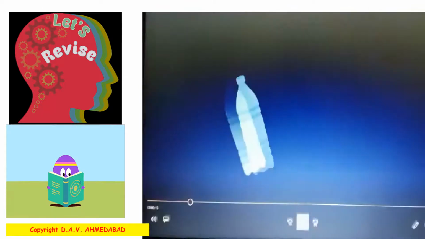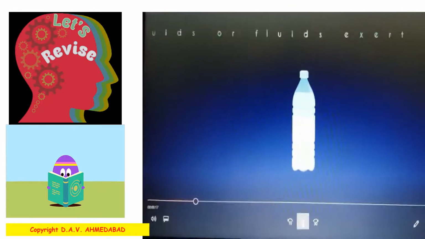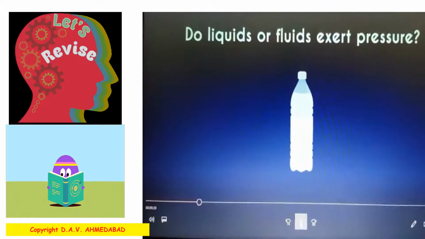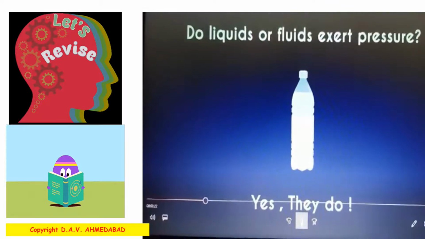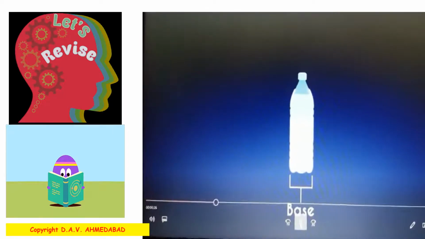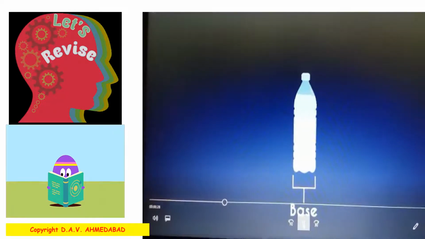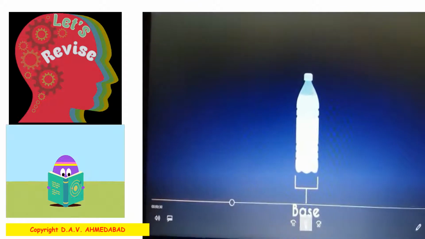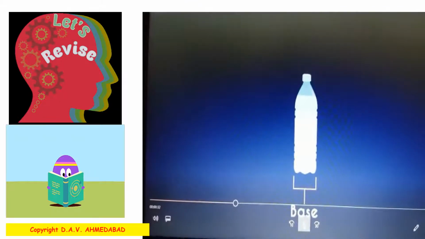We know that liquids are kept in containers. Do liquids or fluids exert pressure? Yes, they do. They exert pressure on the base and the walls of the container in which they are enclosed. The pressure on the base will be downwards, and on the walls, the pressure will be sidewards.